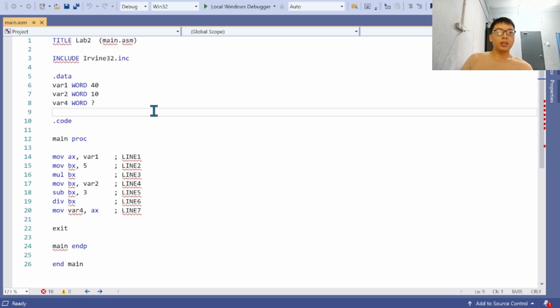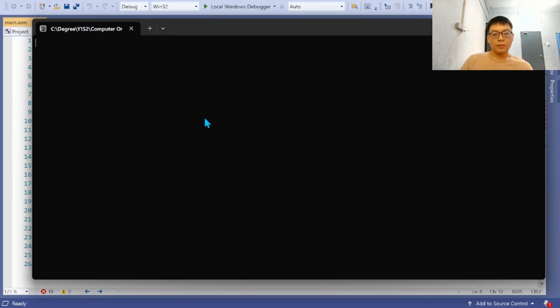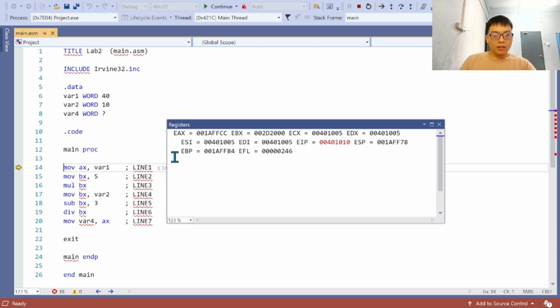In question 4, we declare all the variables in word. First, var1 is 40 in decimal, var2 is 10 in decimal, and var4 is unknown. Now, I start debugging with start over. Okay, we open the register and start over again. The first instruction is move the var1 into AX. And after execute this line, the AX becomes 0028.